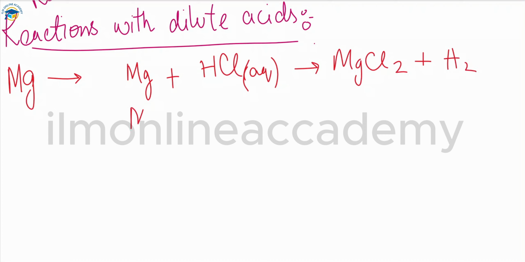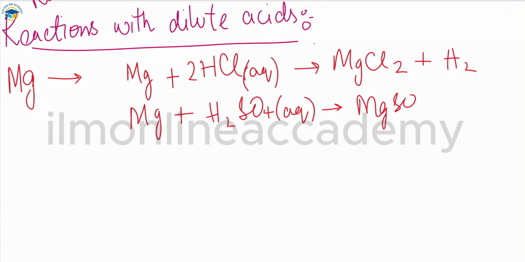And when magnesium reacts with dilute sulfuric acid, which is also present in aqueous form because it is diluted, after the reaction we have magnesium sulfate plus hydrogen gas released. We have bubbles of hydrogen gas, and the magnesium disappears after the reaction because all the magnesium is converted into magnesium chloride or magnesium sulfate in the respective reaction, and a colorless solution is formed.